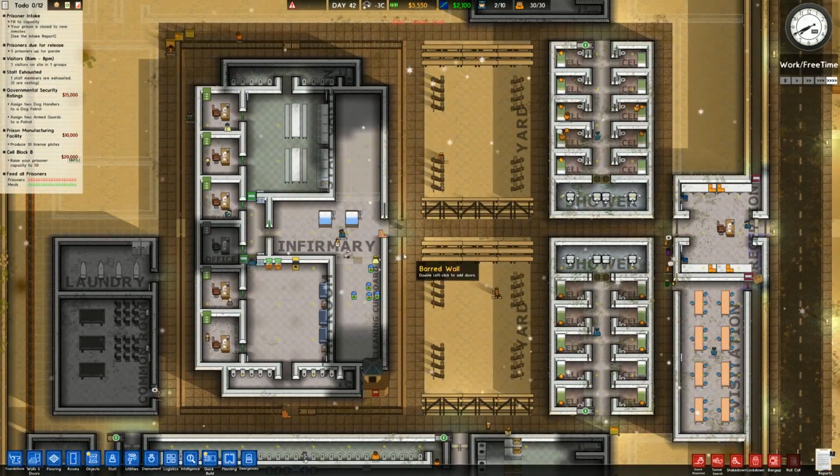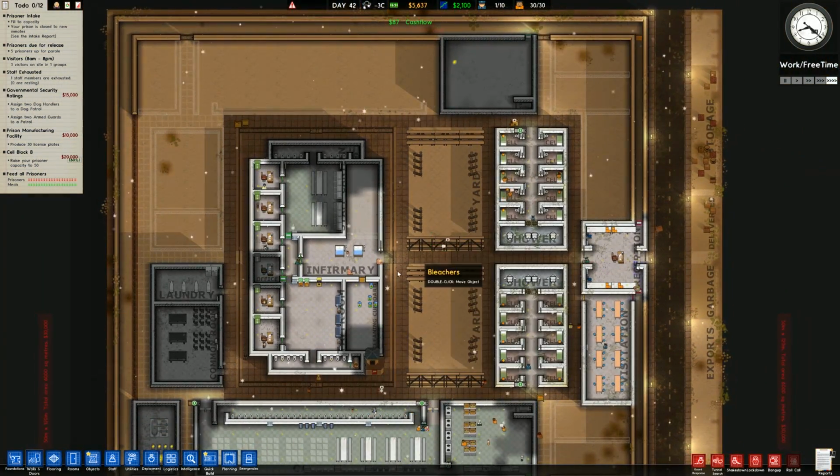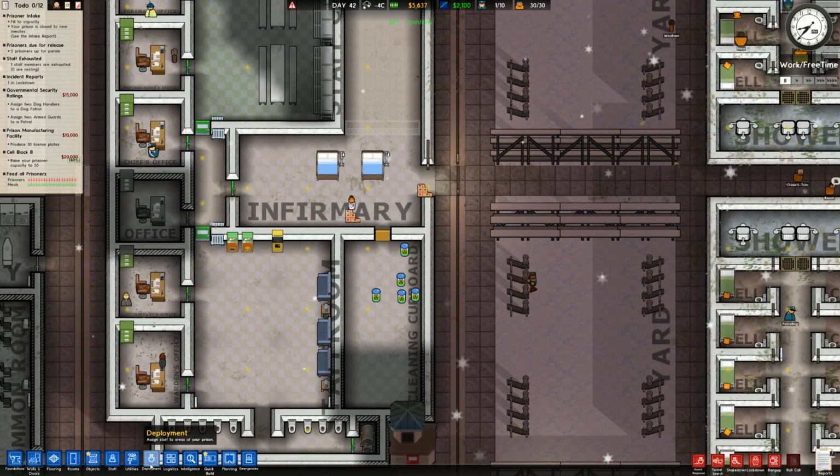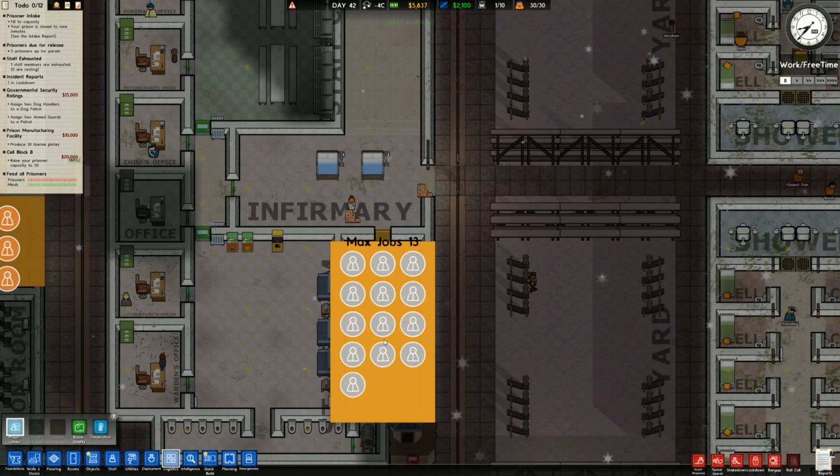So we'll get that cleaning cupboard on. This is obviously accessible by the prisoners. Something that we didn't originally want to do, but we might as well get the cleaning cupboard in.